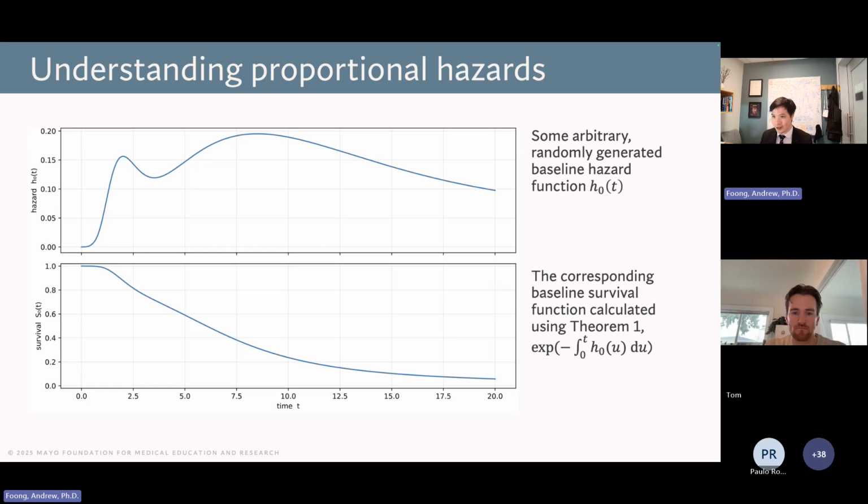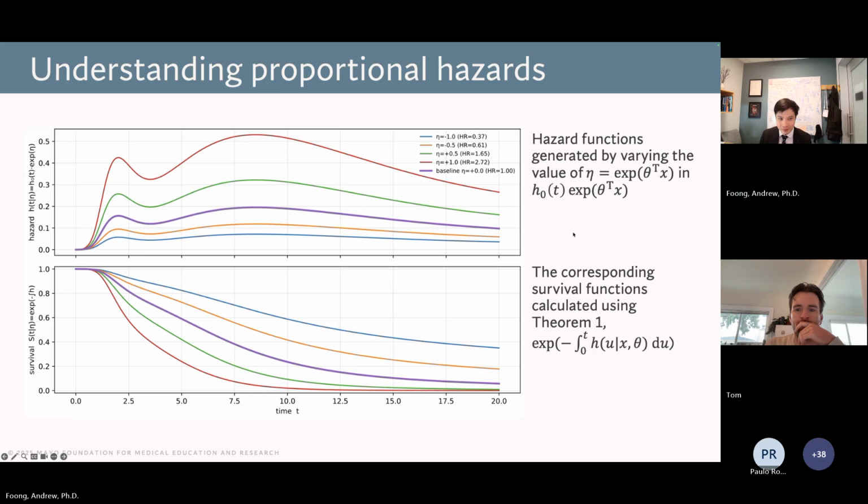But in the Cox proportional hazards model, we're going to be multiplying the baseline hazard function by some proportionality terms. And this gives the following kind of graph. So on the top here, I'm showing what happens if you take the hazard function from the previous graph and you multiply it by some term eta, where eta is just e to the theta transpose x. So the more positive or negative eta is, the more you scale up the hazard function or scale it down, but the shape never changes.